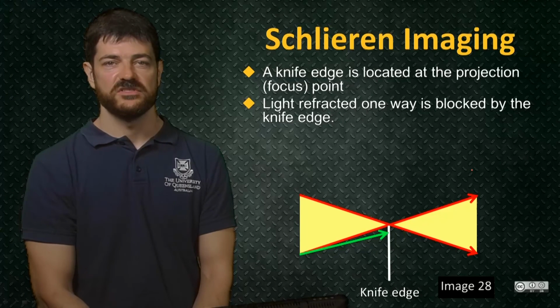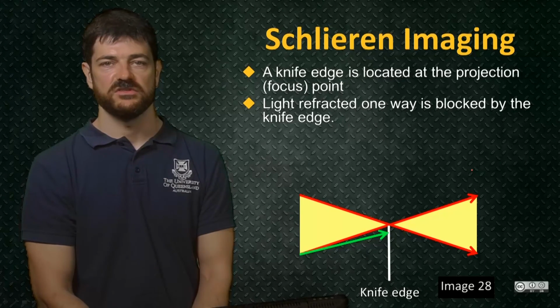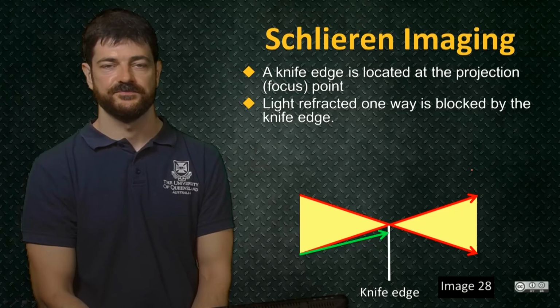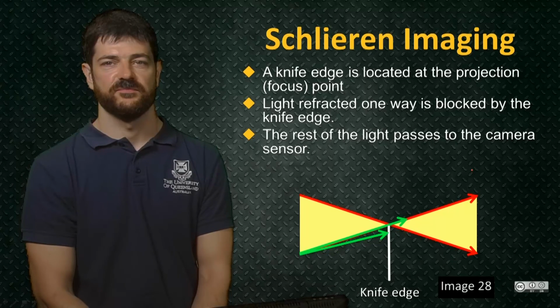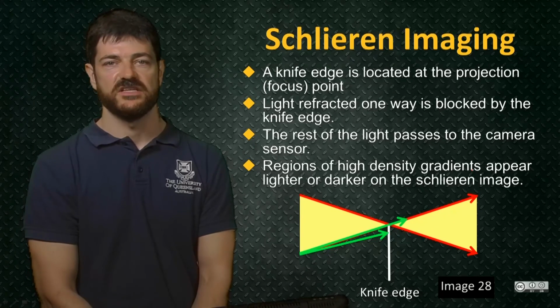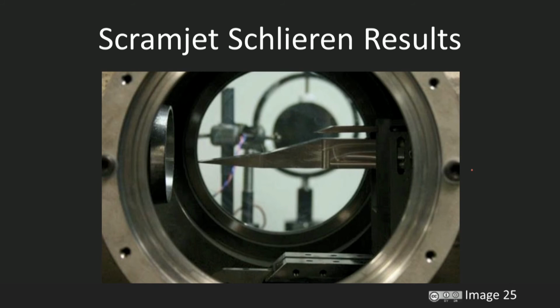Light deflected towards the knife edge will be cut off and will not continue to the camera. Light deflected away from the knife edge will still reach the camera. As a result, regions of density change in our flow, which have refracted our collimated light, will appear lighter or darker on our image. So here are some results.